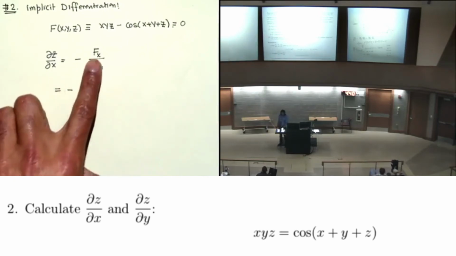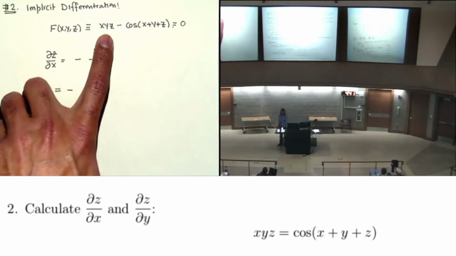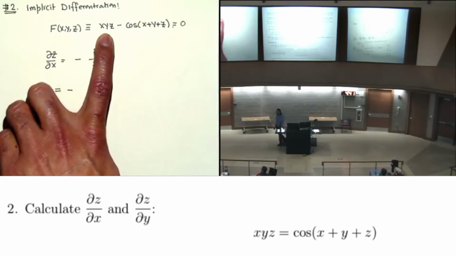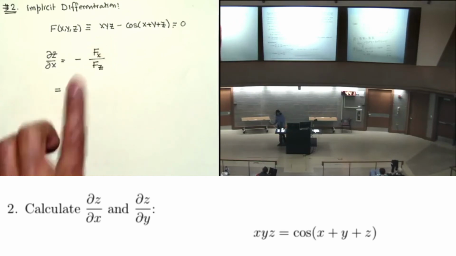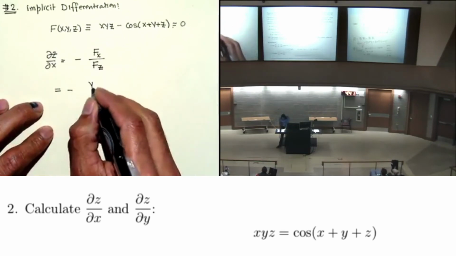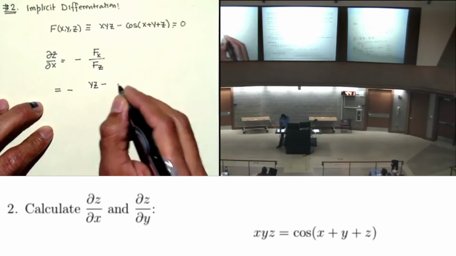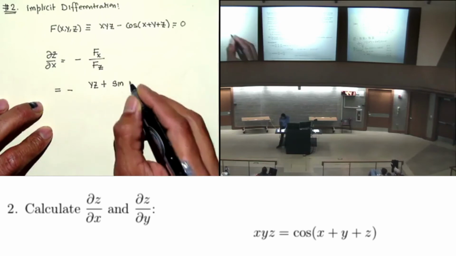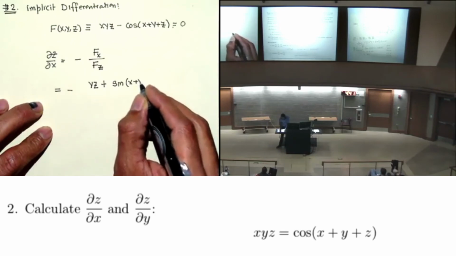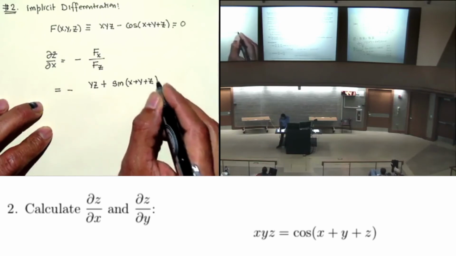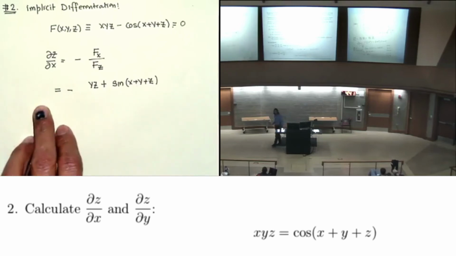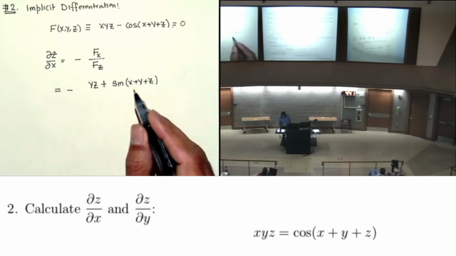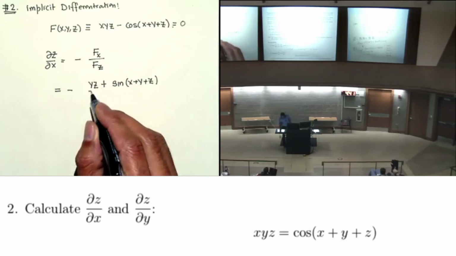What is the derivative of f with respect to x? I'm going to differentiate this partially with respect to x, treating x as a variable and everything else as constant. So this is going to be yz minus the partial derivative of cosine, which is sine with a negative sign. So it's going to be sine of x plus y plus z. The derivative of the inside is going to be 1. So I use the chain rule, but the derivative with respect to x is going to be 1. So you don't have to multiply anything.